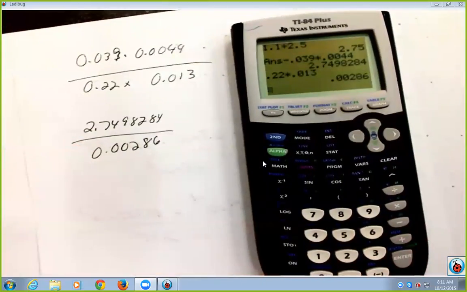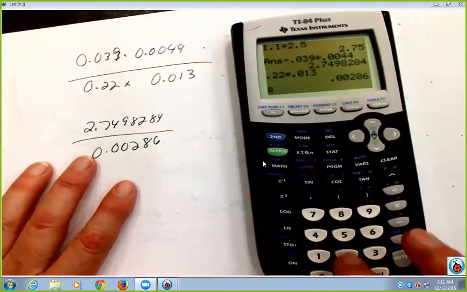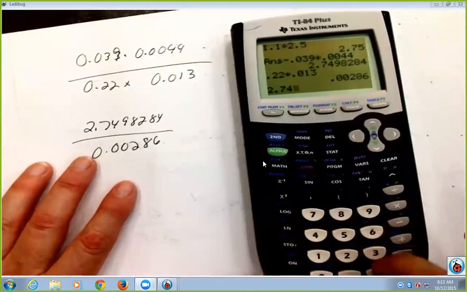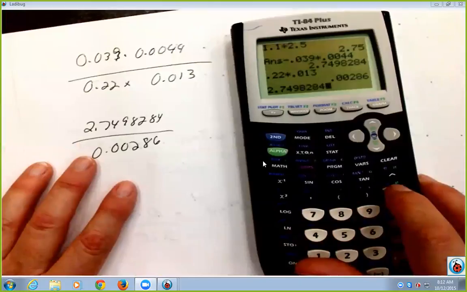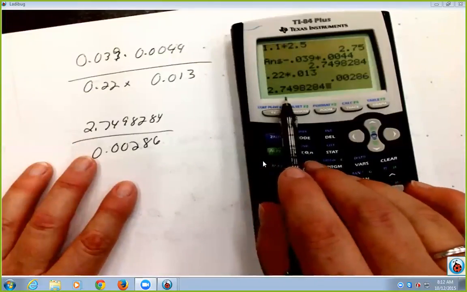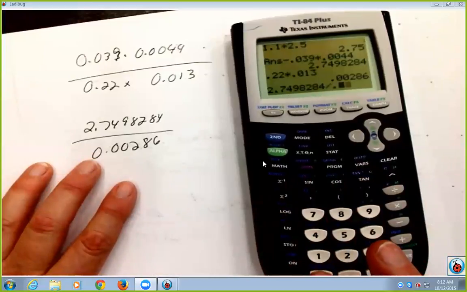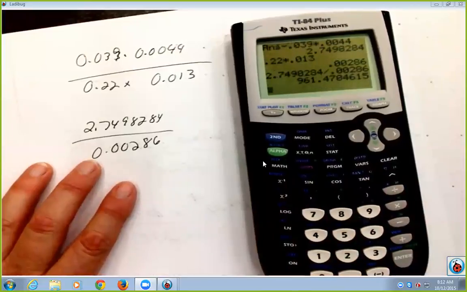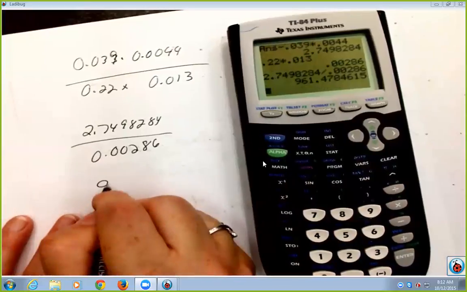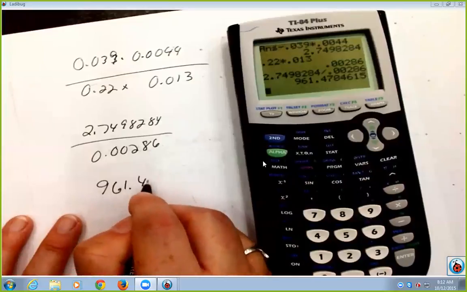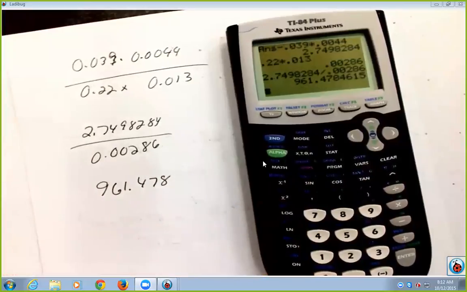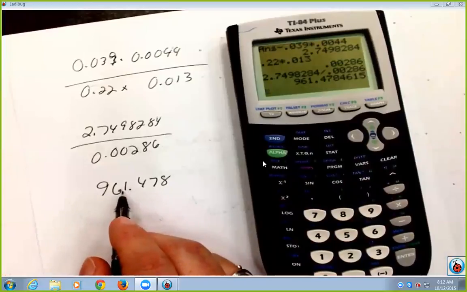Pardon? Oh, we're getting there. So then I got to take 2.749824. Now make sure I wrote it down. Put it in here, right? 2.749824 divided by 0.00286. And then this becomes my answer. So my answer is 961.478. But they might say, does that have to be in scientific notation? Does it say?